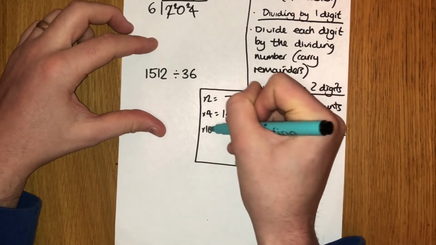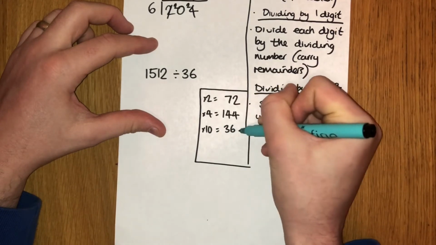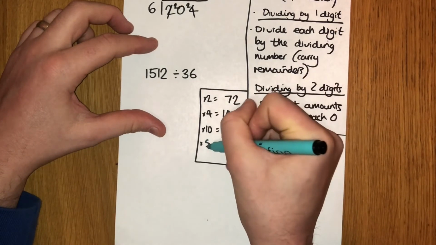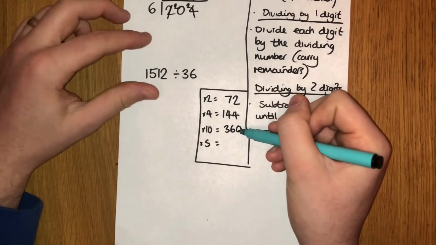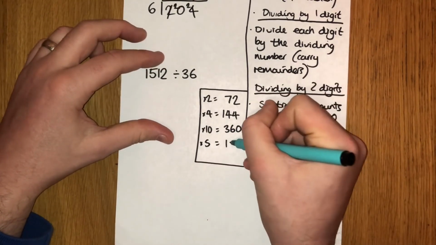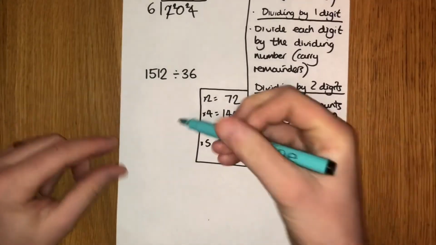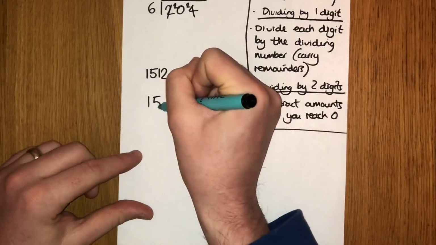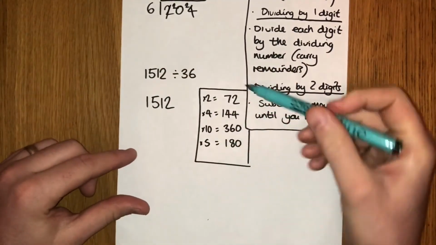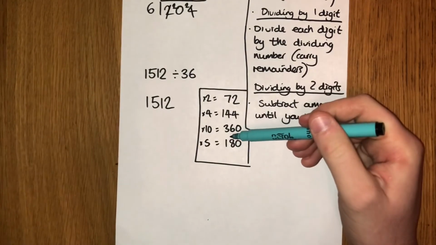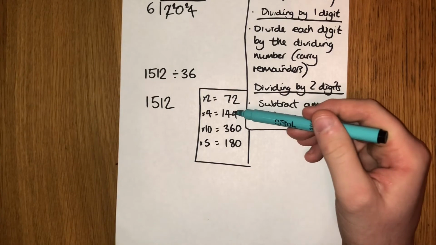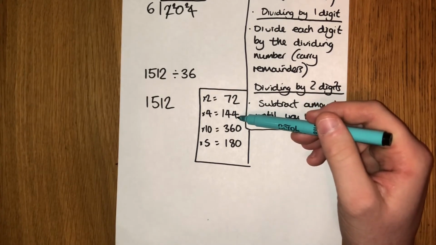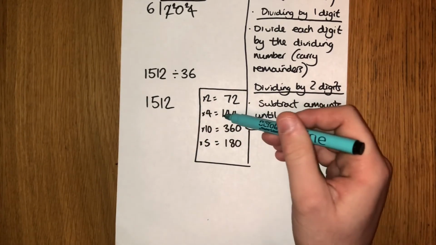10 lots is going to be 360, and then I always like to do 5 lots, which is half of that. So half of 300 is 150, half of 60 is 30, put them together, 180. Right, and then I start subtracting amounts away from this. Now, obviously a lot of these are quite a long way away. However, if I look at the 4 lots and times that by 10, that will give me 1,440, which is getting close. So that's 40 lots.